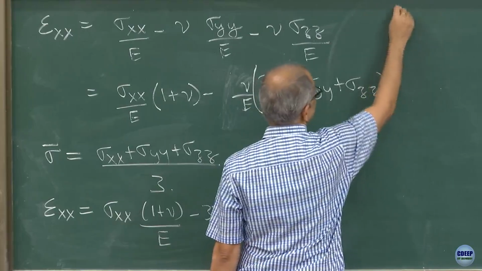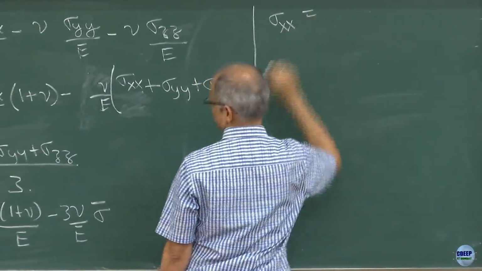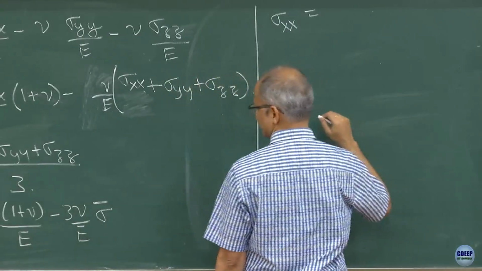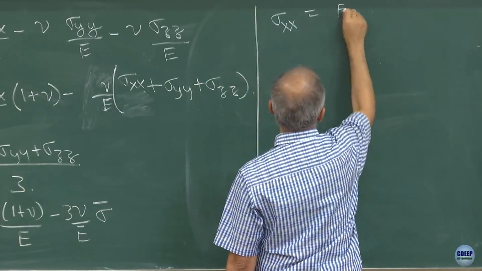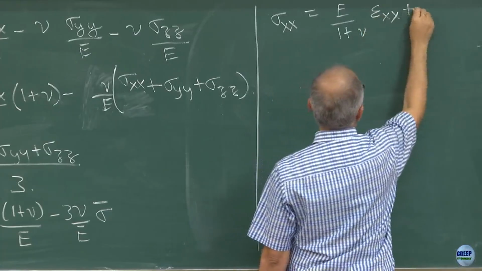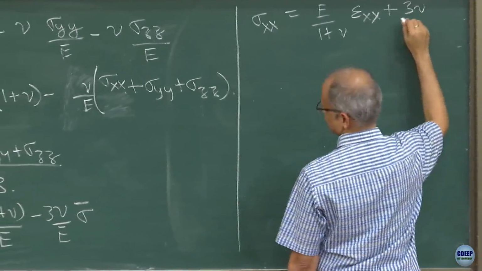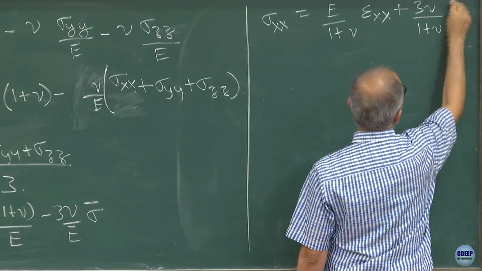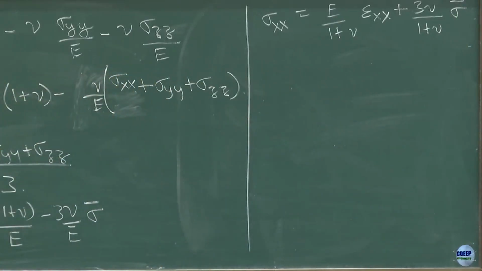So what is my sigma xx? I can write it out from here, and we can just do it in 2 steps. Sigma xx is equal to E upon 1 plus nu times epsilon xx plus 3 nu upon 1 plus nu times sigma bar, correct? This is what we are getting here.